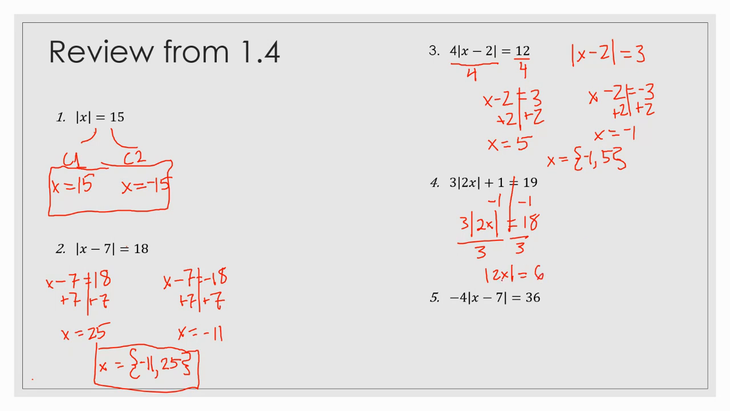Now I can break him free from his prison and do my two cases. 2x is equal to a positive 6, case 1. Case 2, I always sort of draw this line here, 2x equals negative 6. Now I can solve for x in each case. I would do that by dividing by 2 and getting x is equal to 3. And here I would divide by 2 and get x is equal to negative 3. All right, my solution set, negative 3, comma 3.